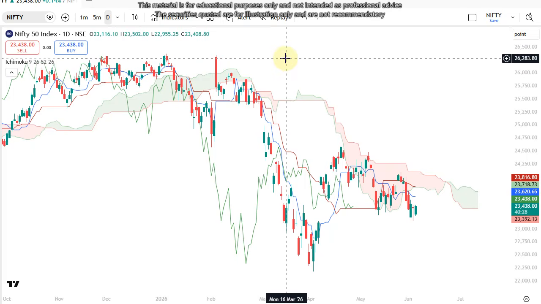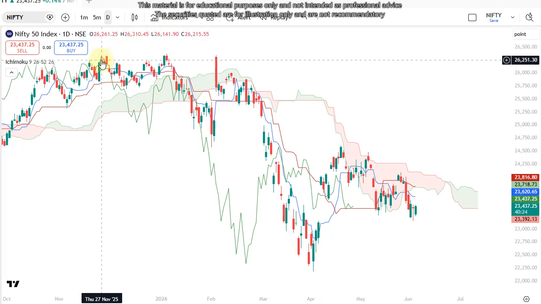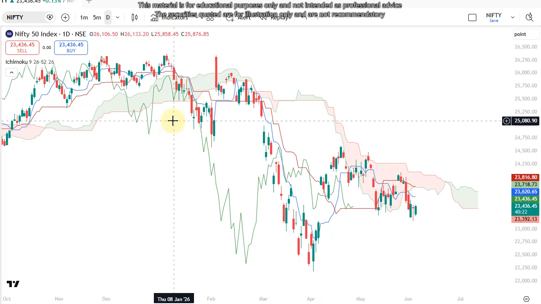Hello traders and investors. In this video, we are going to see a unique concept in Ichimoku, which will be an eye opener for you. In the market, for hundreds of years, Ichimoku has been used, which is a Japanese technique, later used by the Western world, and now it is famous in India also.